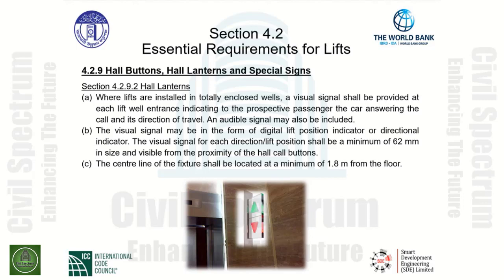B, the visual signal may be in the form of digital lift position, indicator, or directional indicator. The visual signal for each direction lift position shall be a minimum of 62 millimeters in size and visible from the proximity of the hall call buttons. Last, the center line of the fixture shall be located at a minimum of 1.8 meters from the floor. These three specific sections give us the requirements for hall lanterns.